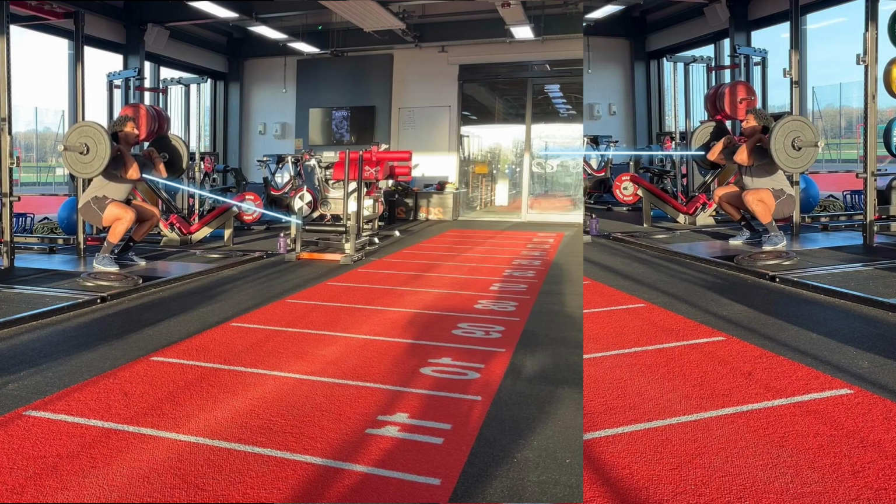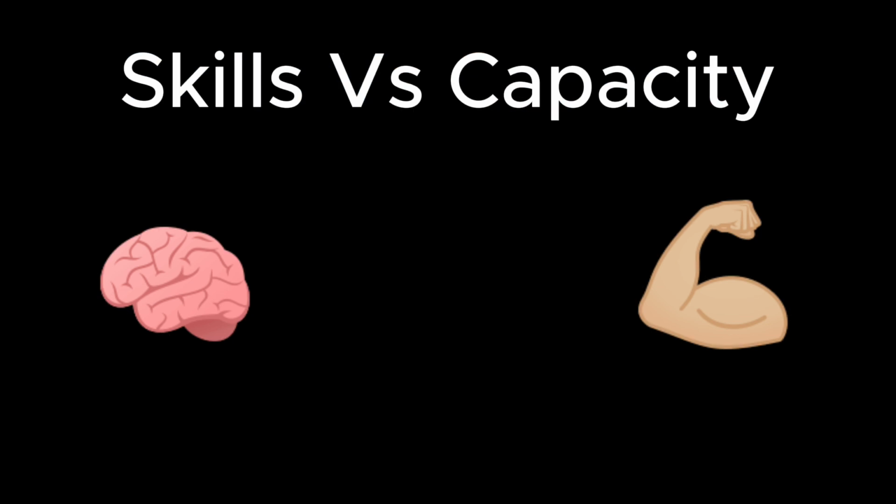Nathan's case, alongside the other examples of skill and capacity deficiencies, highlights the interrelationship of skills and capacities. It demonstrates how movement compensation can arise from both skill and capacity limitations, highlighting the importance of addressing both for optimal performance.